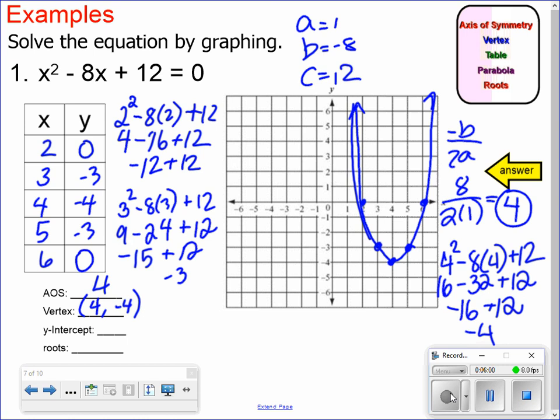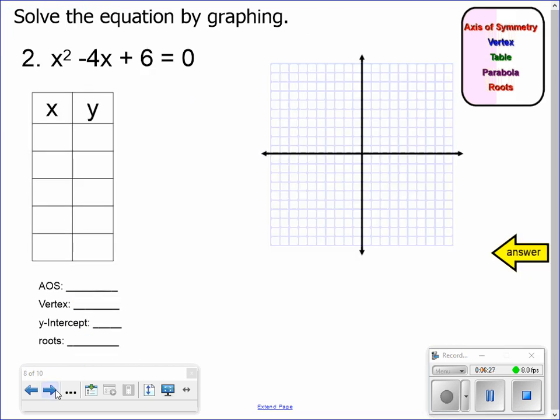The y-intercept is not super easy to tell here, but I could find it. We're going to find the y-intercept. I plug in 0, so 0 squared minus 8 times 0 plus 12. My y-intercept would be 12. My roots in this case, when we graph, are at 2 and 6. Remember that goes in braces. And there is my solution.